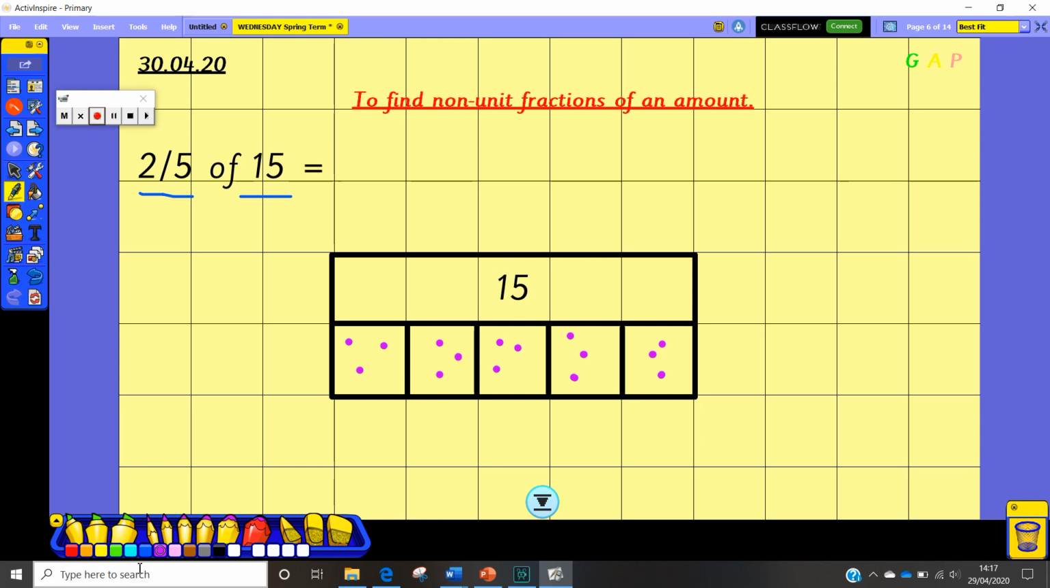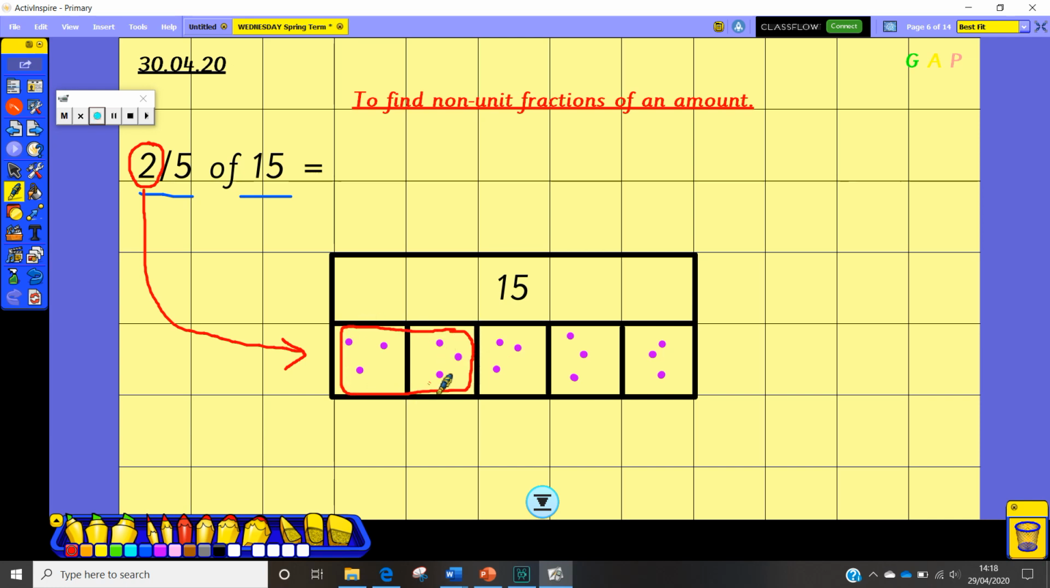Now, this is where it changes. So I'm going to put red pen on because this is going to help us. So we're not now looking for 1/5. We're in fact looking for 2/5, which means that this numerator here is going to tell me how many boxes down here I need to circle. So it's telling me I need 2 parts, which are these 2 boxes here, of my 5 parts. So instead of just circling 1, I'm going to circle 2.